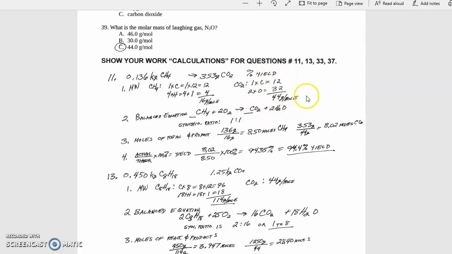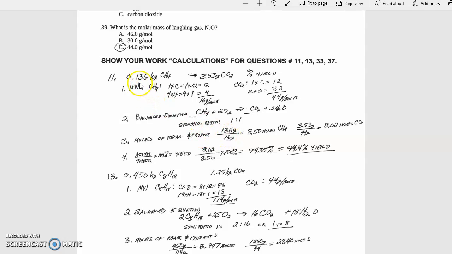I'm not going to calculate this again. Many of the other ones have this as the product as well. The balanced equation is CH4 plus 2 O2 forming 1 CO2 plus 2 H2O. So the coefficients here are 1 and 1. Okay? So the stoichiometric ratio is, for every 1 mole of this, you have 1 mole of this formed. So how many moles do you have of reactant? How many moles do you have of product?